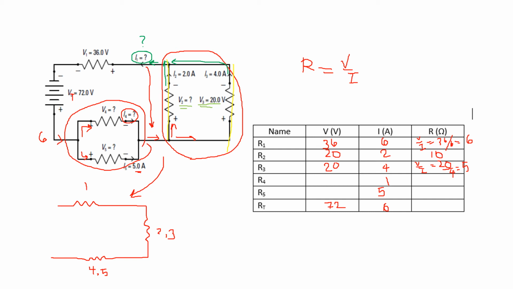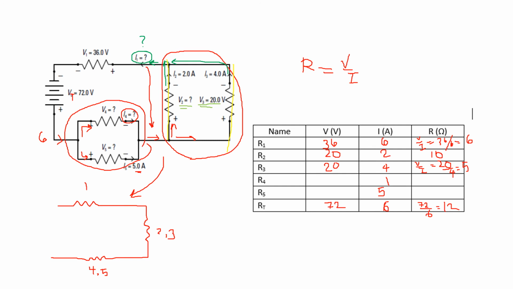Right? So I can now calculate my R total. So 72 divided by 6. Here 72 divided by 6, that's going to be 12 ohms. So that's your total resistance. That one is solved, right? So I'm going to go and see if I can solve R4 and R5, and then I'm done. So R4, now I have the current for it, but I don't have the voltage, and I don't have the resistance.